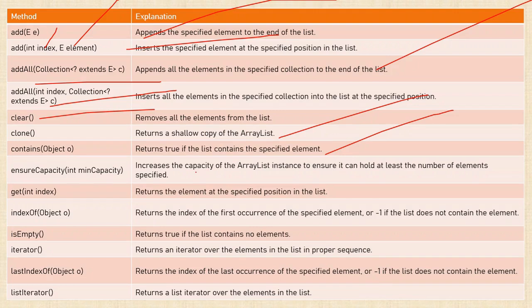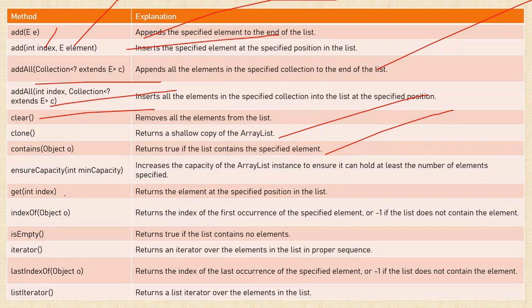Ensure capacity increases the capacity of the ArrayList instance to ensure it can hold at least the number of elements specified. Basically we use it to increase the capacity of your ArrayList. By default the size will be 10, but if you want to increase your capacity to 20, then you can use ensureCapacity. There you can make it 20, so your ArrayList will contain a minimum size of 20. After that it will be increased by the algorithm.